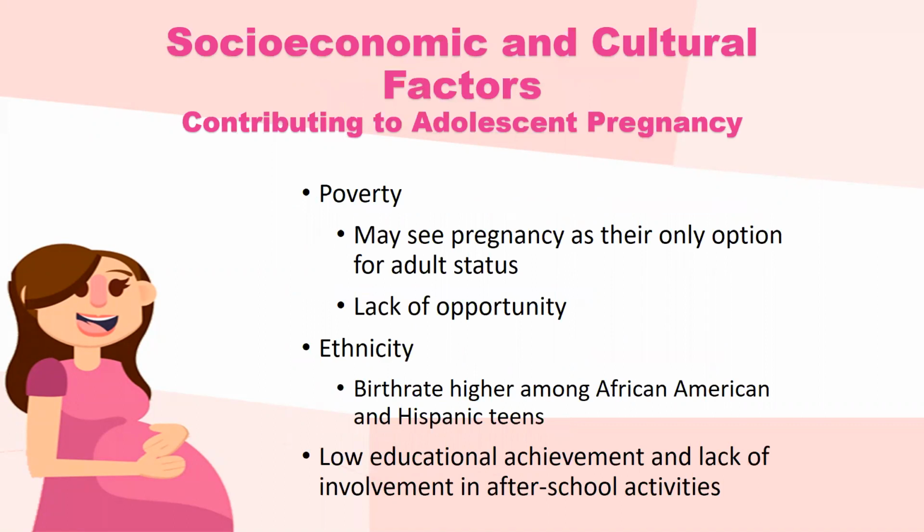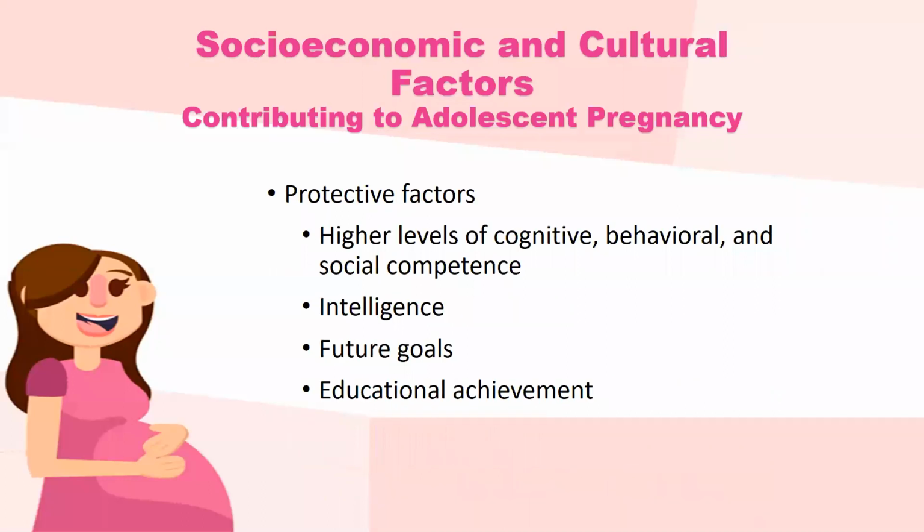Poverty is a major risk factor for adolescent pregnancy. Adolescents who do not have access to middle-class opportunities tend to maintain their pregnancies because they see the pregnancy as their only option for an adult status. Intelligence and academic ability are positively associated with delayed sexual activity and greater use of contraception and lower rates of pregnancy. The higher a woman's educational level, the more likely she is to delay marriage and childbirth.